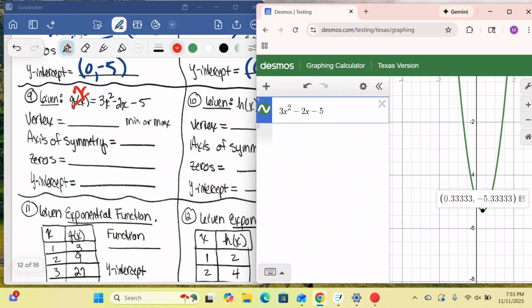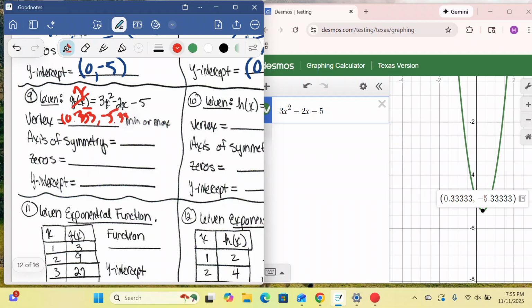It's a lot of decimals. So again, I'm going to put my vertex, and it's 0.333, comma, negative 5.333. Is my vertex a minimum or a maximum? It is a minimum. For my axis of symmetry, I'm going to get a green color and circle my x. My axis of symmetry is the x value of the vertex, which is 0.333333333 with a repeating 3.